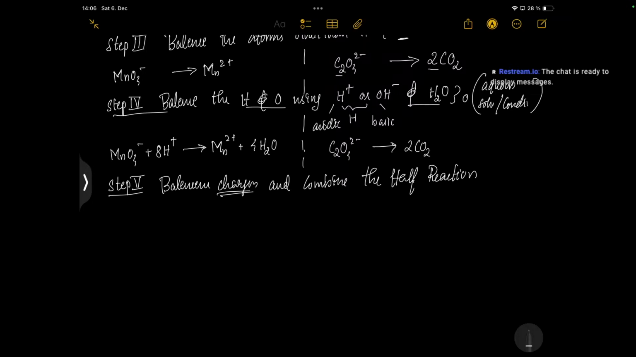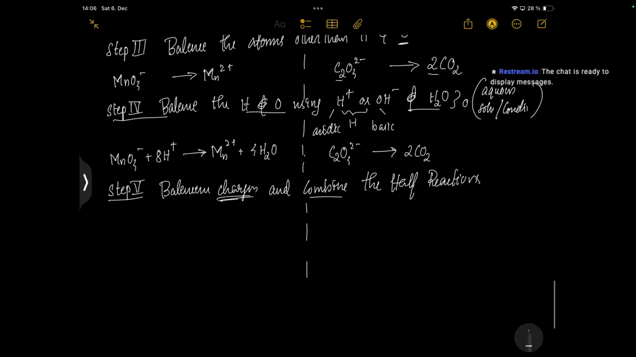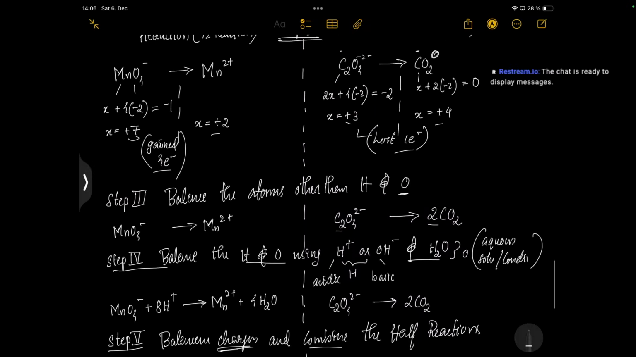Balance the charges and combine the half reactions. That's the last step and the most important step. So from what we've seen, magnesium from reactant to product, it lost 5 electrons. I'm sorry, 5 electrons.